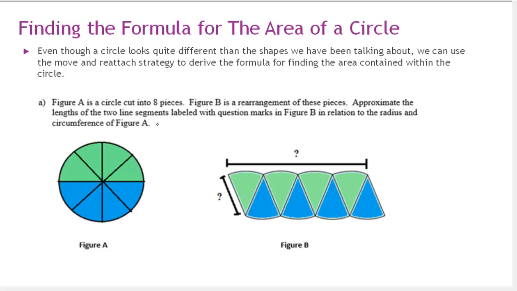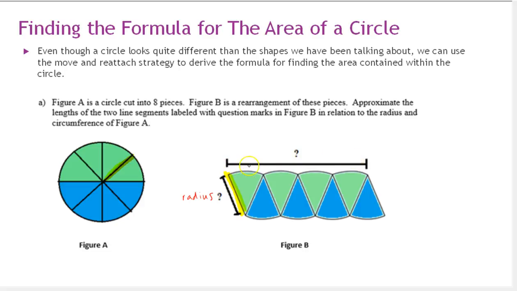Okay, so notice this side right here is the side length of one of these. You want to think of them as slices of pizza, so it's equivalent to this. And that is equal to the radius of our circle, since it's the distance from the center to the outside of our circle. So this question mark is the radius.